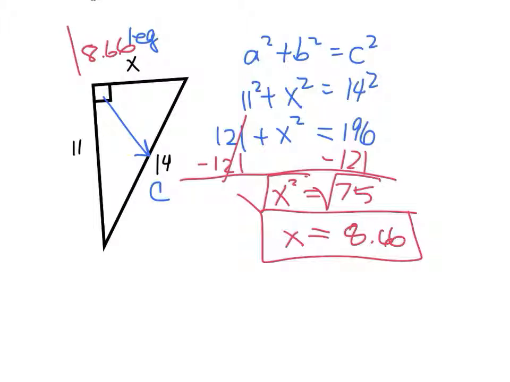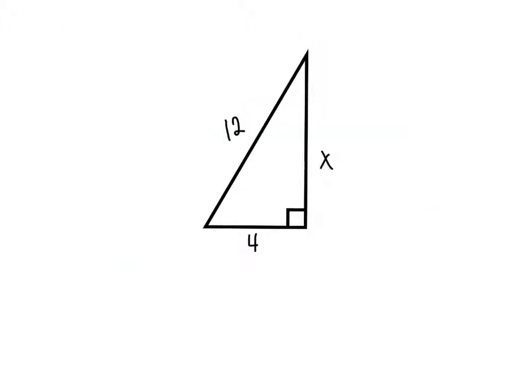And that makes sense in the context of this problem because the 8.7 and the 11 are both shorter than the longest side, which is the hypotenuse, which is 14. If you got an answer larger than 14, you would know to check your work. So now let's take a moment and calculate x in this right triangle using the Pythagorean theorem.